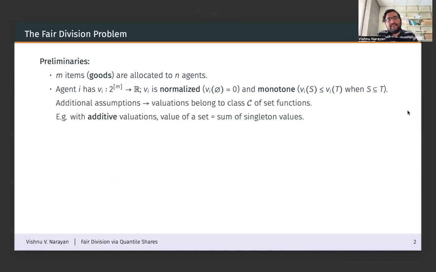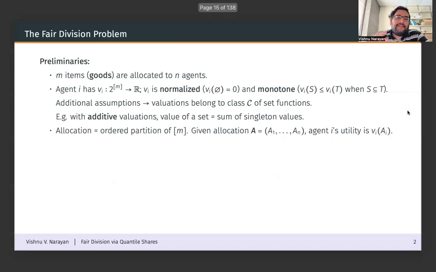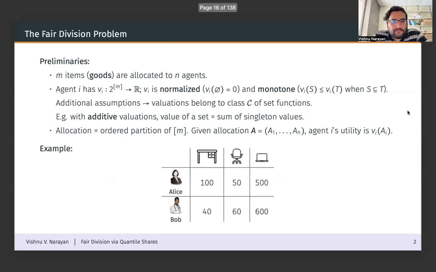And normally we make some additional assumptions as well in the fair division literature. The most common one being the valuations belong to a class C of set functions. So the valuations have some structure beyond being normalized and monotone. So for example, with additive valuations, the value of a set may be the sum of the singleton values. But for the purposes of our talk, most of what we'll discuss is with no additional assumptions, just normalized and monotone valuations. And here an allocation is an ordered partition of the items. So given an allocation A, A_1 through A_n, we say that agent i's utility from this allocation is v_i of A_i, or value for this allocation, because A_i is the bundle that agent i gets.